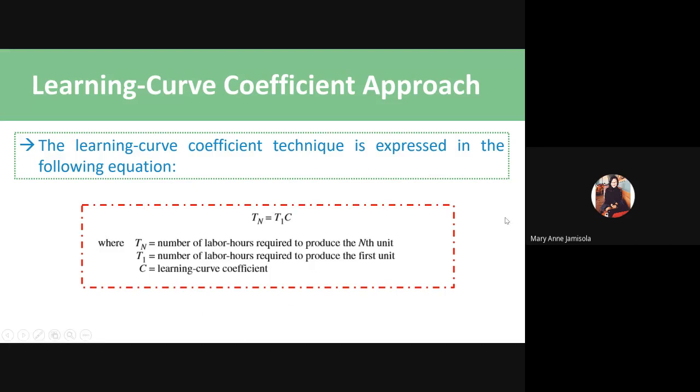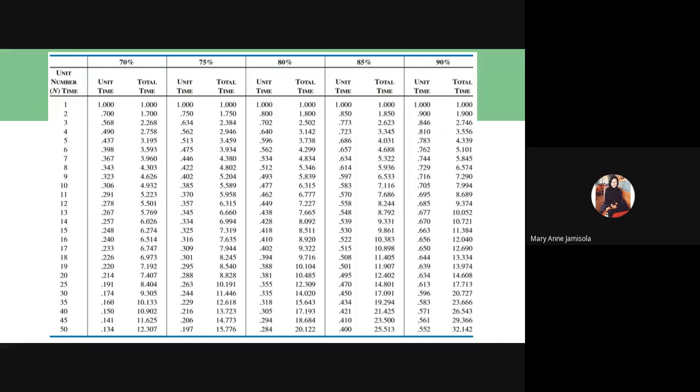For the learning curve coefficient, we need to look at this table. It's quite overwhelming, but this is really easy. On the topmost portion of the table, you can see the learning rates or the learning curve rates. We have 70%, 75, 80, 85, and 90. For each particular learning rate, we have two subcolumns, unit time and total time. You will use the unit time column if what is asked is the number of hours required to finish a particular unit.